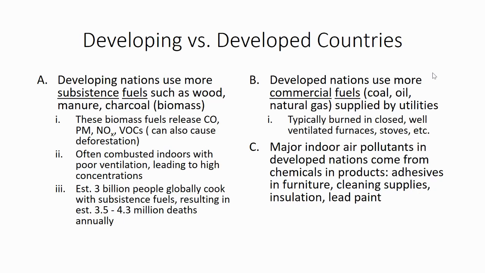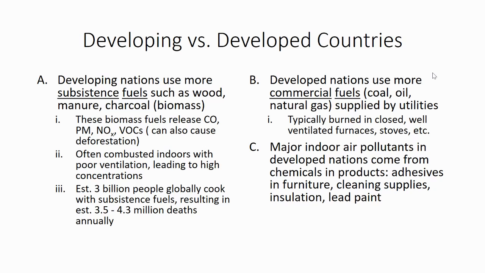So when we combust those fuel types, the carbon trapped within that biomass is going to react with oxygen gas, creating things such as CO, some particulate matter, sometimes even nitrogen oxides, and VOCs. When these are combusted indoors, it's usually with poor ventilation, which leads to higher concentrations. And when people cook using subsistence fuels, it can result in many deaths.